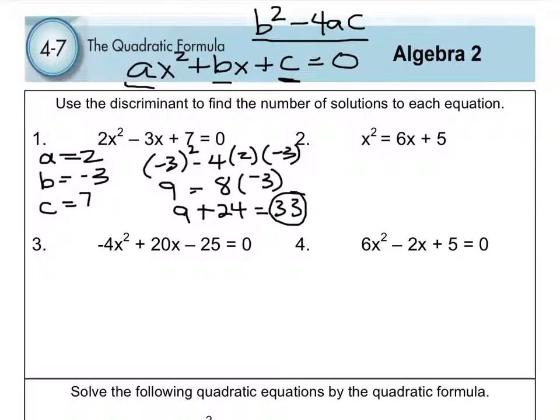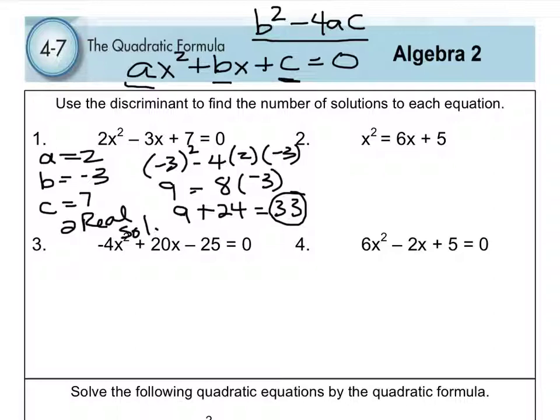Okay? So as you look at that number, is that number bigger than 0, less than 0, or equal to 0? That's what you're asking yourself. And you identify, okay, it's bigger than 0. So this means that there's going to be 2 real solutions.